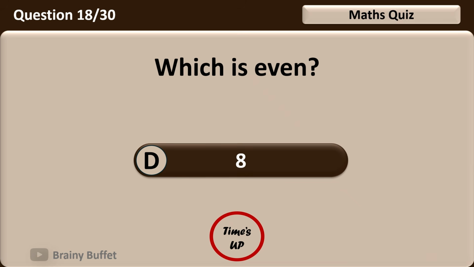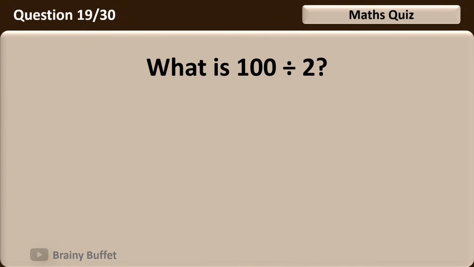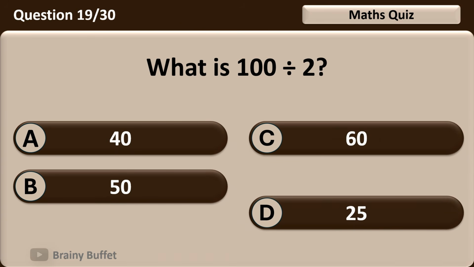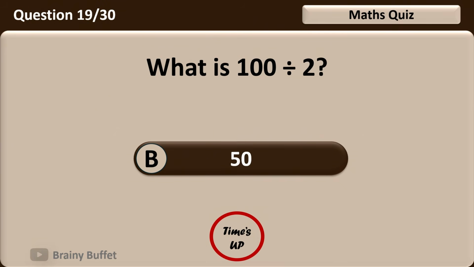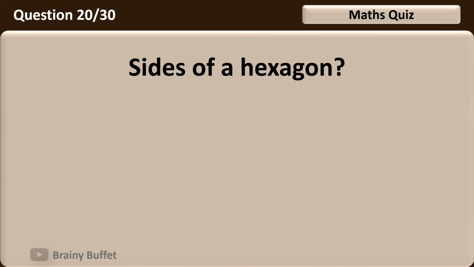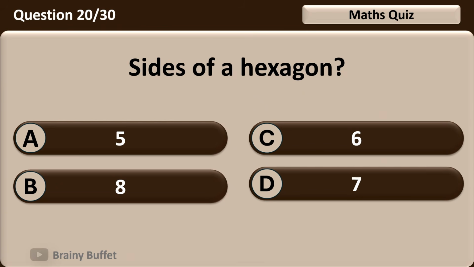The correct answer is option D, 8. Question 19. What is 100 divided by 2? The correct answer is option B, 50. Question 20. How many sides has a hexagon?